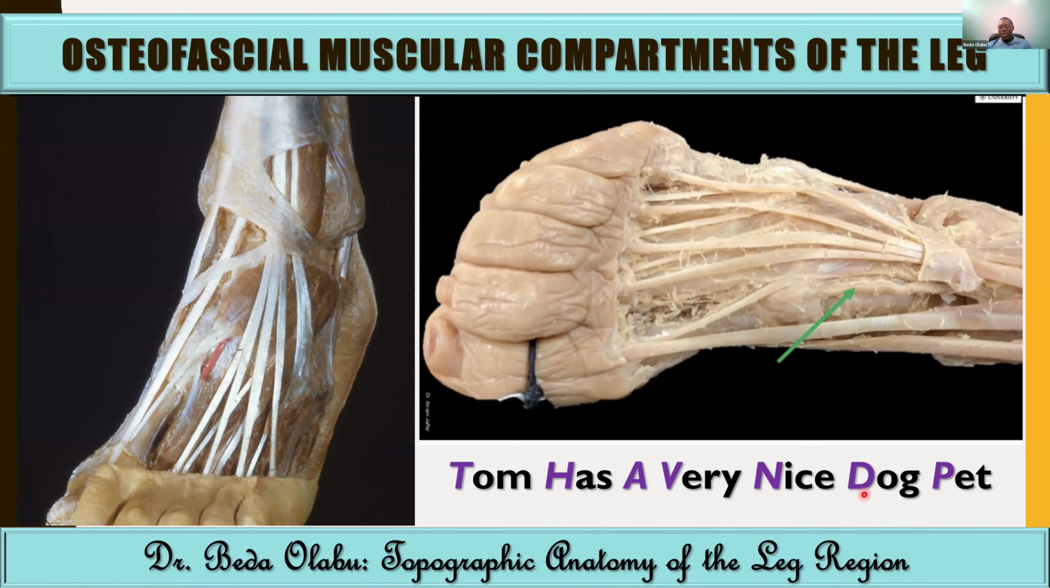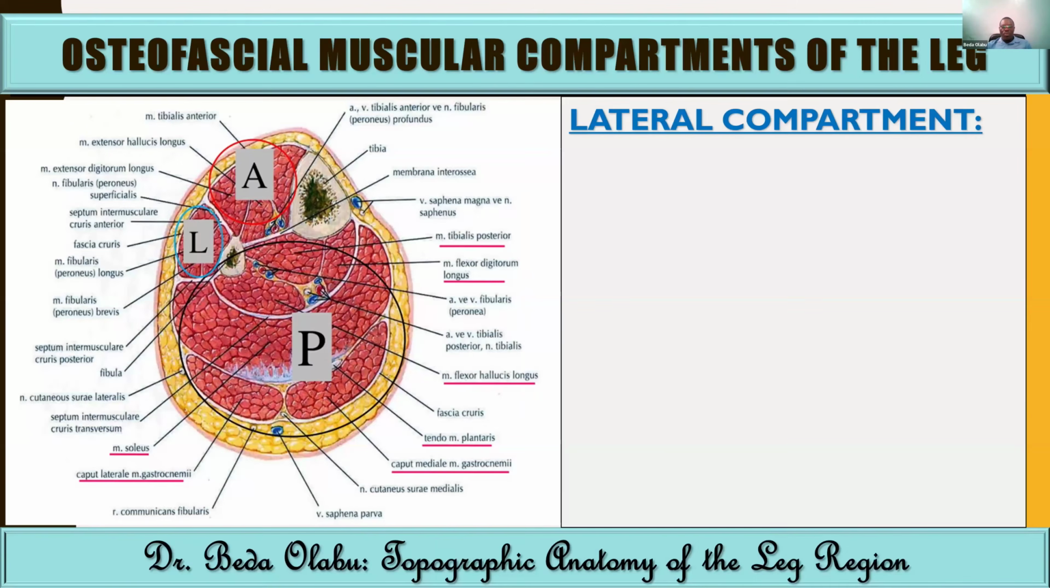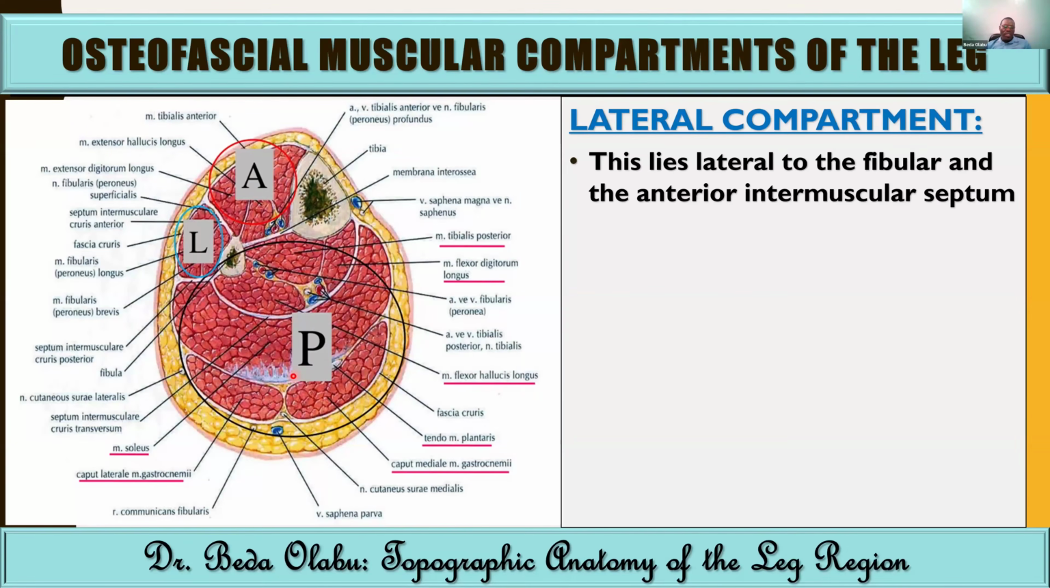Then D for extensor digitorum longus. This one extends the lateral 4 toes and also causes dorsiflexion. And P refers to peroneus tertius. Peroneus tertius causes dorsiflexion as well as eversion of the foot. Great. So those are the contents of the anterior osteofascial compartment of the leg. Let's look at the lateral osteofascial compartment of the leg. So the lateral compartment of the leg is this one here.